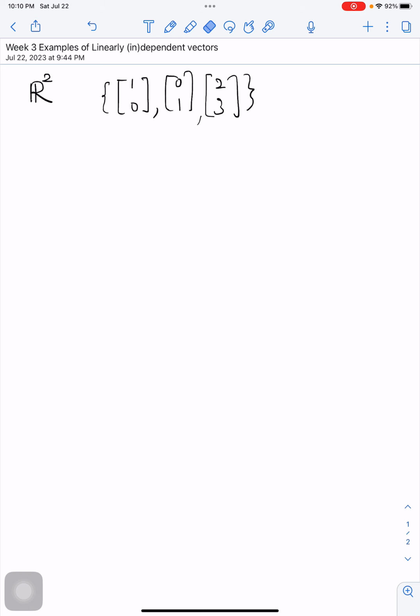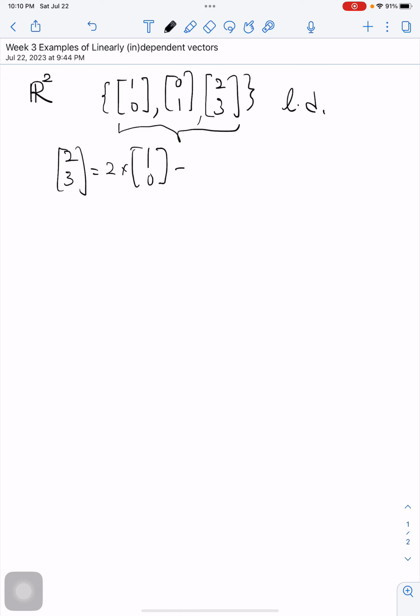Now you are dealing with R2, a two-dimensional vector space, but you have three vectors like this. The first one is (1, 0), the second one (0, 1), the third one (2, 3). Because this is R2 and you have three vectors, they must be linearly dependent. Okay? There are two ways to check their linear dependence. The first one, you can see that (2, 3) is simply a linear combination of the first and the second one. So that's why they are linearly dependent.